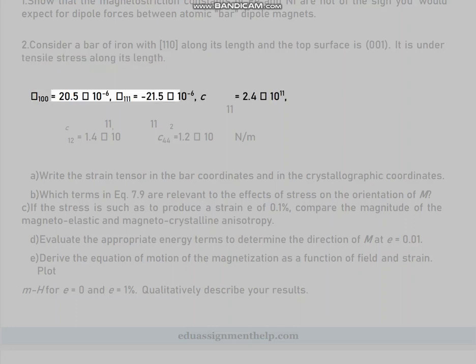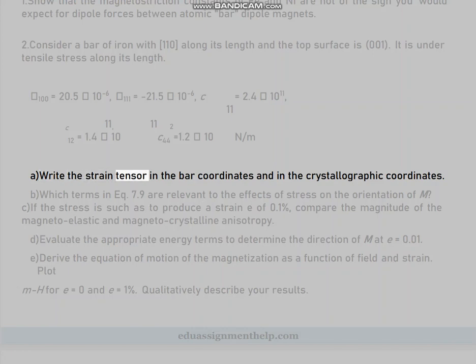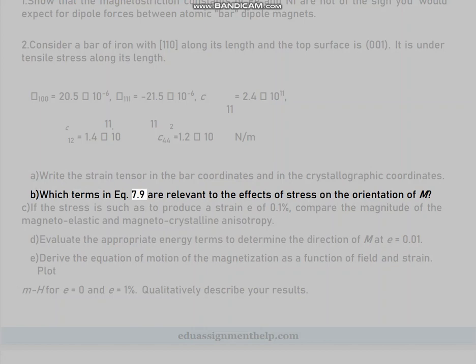λ100 equals 20.5 × 10^-6, λ111 equals minus 21.5 × 10^-6, C11 equals 2.4 × 10^11, C12 equals 1.4 × 10^11, C44 equals 1.2 × 10^11 N/m². A. Write the strain tensor in the bar coordinates and in the crystallographic coordinates. B. Which terms in EQ 7.9 are relevant to the effects of stress on the orientation of M?